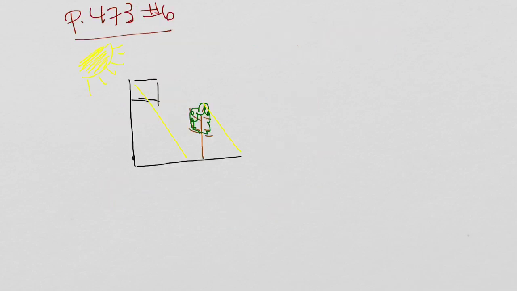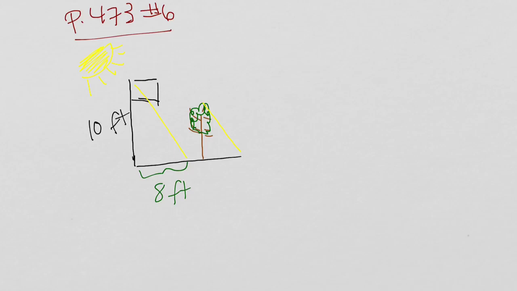Okay, on page 473, number 6, I've drawn a very crude picture here. I'm not an artist, I'll admit that. It says at the same time a 10-foot flagpole, so let's actually label that. That's 10 feet high. A 10-foot flagpole casts an 8-foot shadow. So what we're talking about is the shadow, which would be on the ground. So this is what they mean by the 8-foot shadow. I didn't draw the shadow, but you can imagine a shadow is on the ground. And then it says a nearby tree casts a 40-foot shadow.